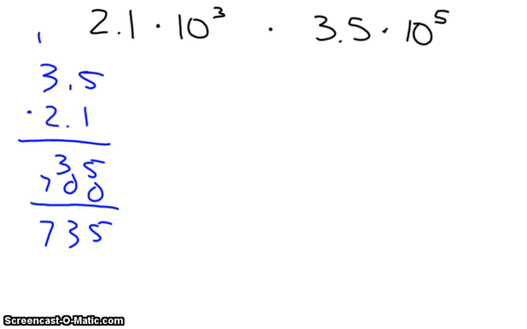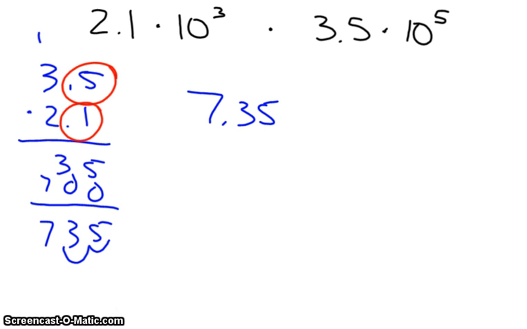Now I've got to take close attention to multiplying decimals. And I notice I have one decimal there and one decimal here to give me two decimal spots. So I end up with 7.35. Now I can go ahead and look at my tens. I have a 10 to the third and a 10 to the fifth. And as we just talked about, when we multiply exponents, we add. So 3 plus 5 is 8, so 10 to the eighth.